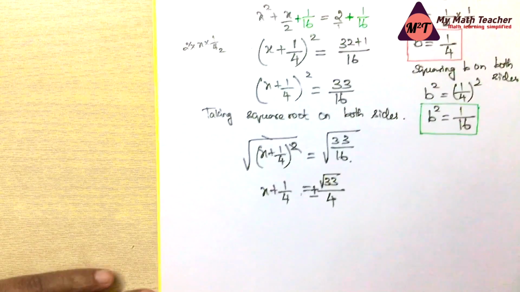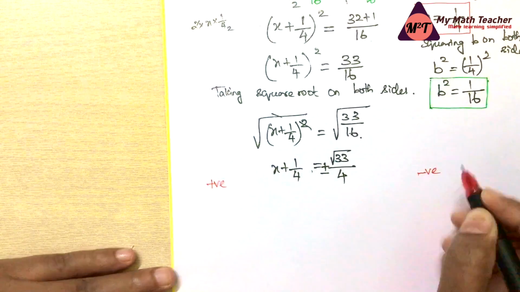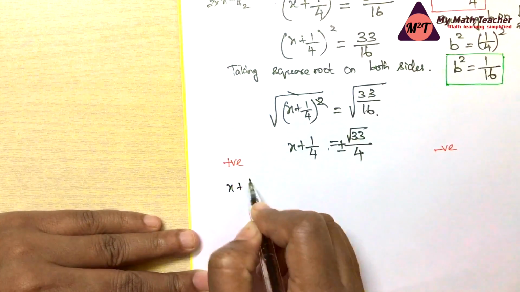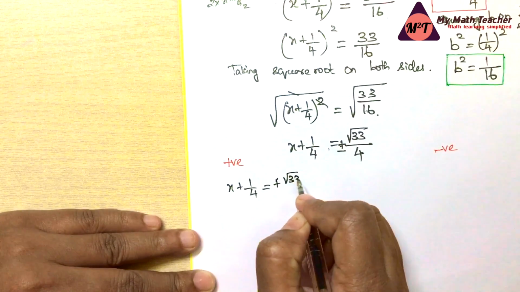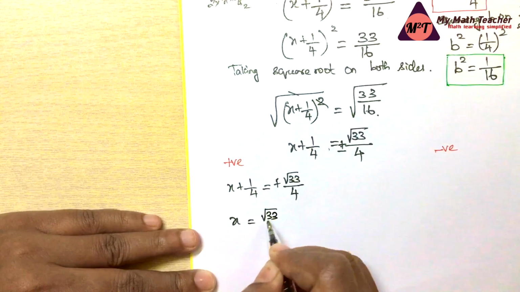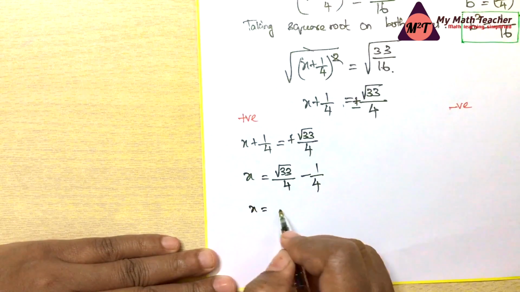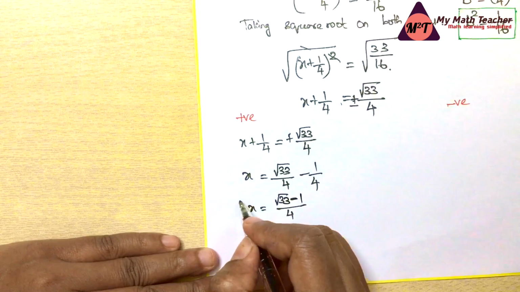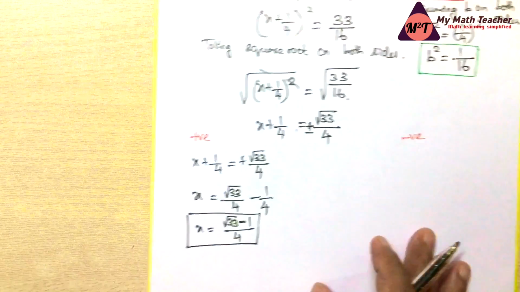So now we have two answers, that is, one is positive, the next one is negative. Positive side, let us find the answer first. X plus 1 by 4 is equal to the positive of root 33 divided by 4. Now x is equal to root 33 by 4 minus 1 by 4. X is equal to 4 is the LCM. Subtract the numerator, root 33 minus 1. This is the first value. That is first solution of x.